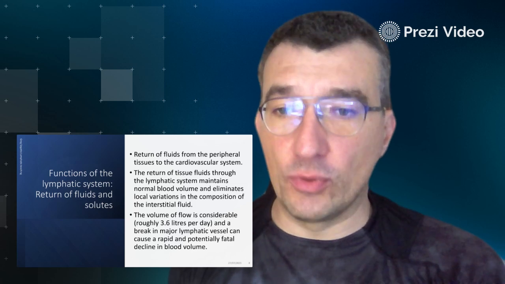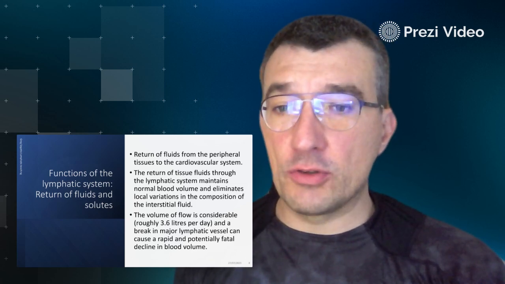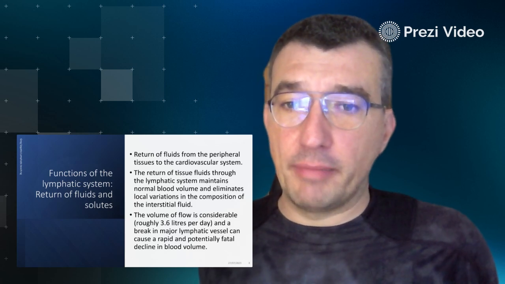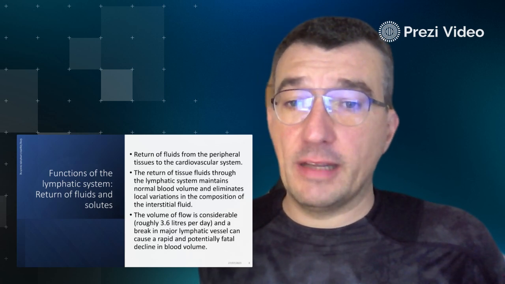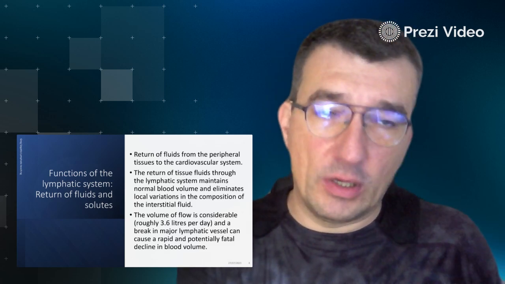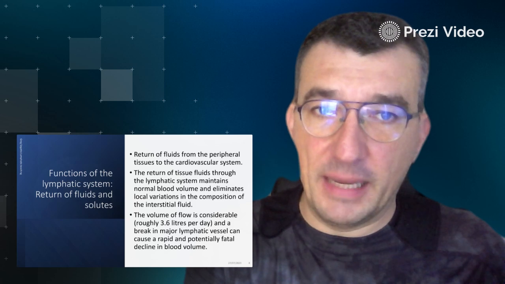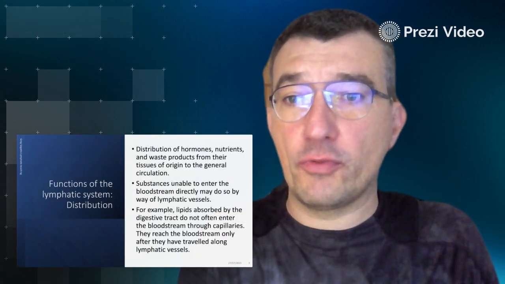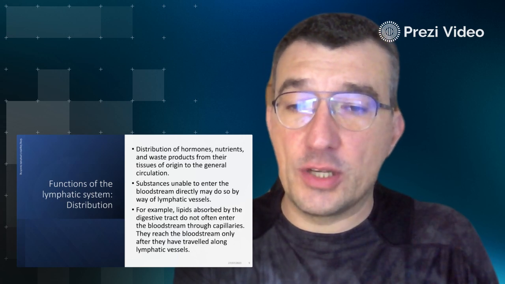the interstitial fluid. The volume of flow is considerable in every human being, around 3.6 liters per day, and breaking a major lymphatic vessel can cause a rapid and potentially fatal decline in blood volume. We are talking about something big, like the thoracic duct. There is also distribution of hormones and nutrients, and waste products from the tissue, of local origin, into circulation.